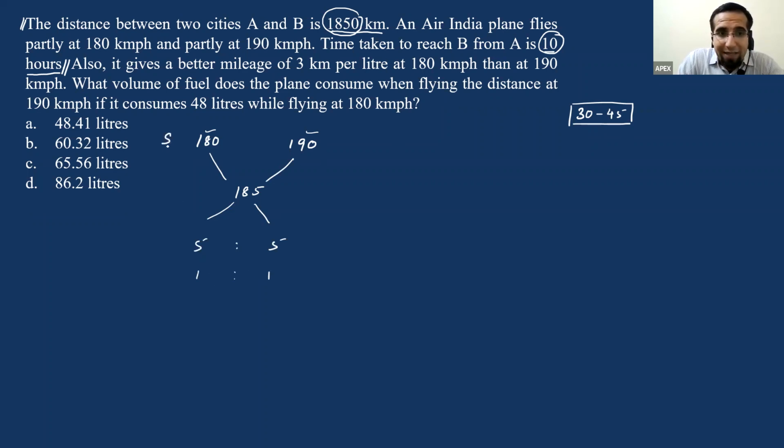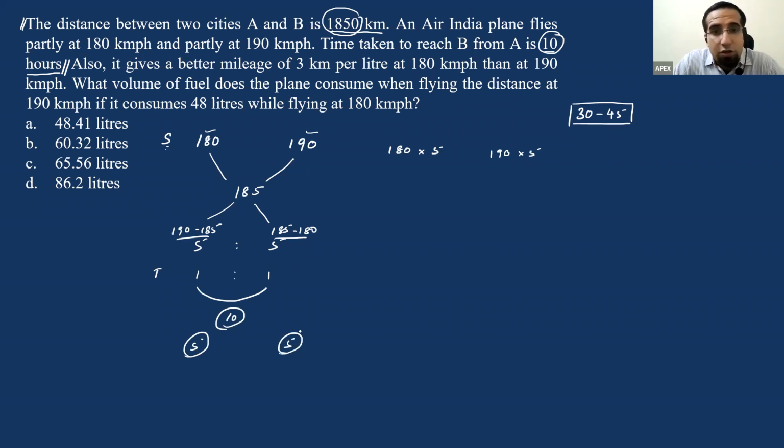I repeat, when you allocate speed, you get the ratio of time taken. Now this is 190 minus 185, and this is 185 minus 180. Clear? That means we have traveled for 5 hours at 180 kilometers an hour, and at 190 kilometers an hour, also for 5 hours, because 1:1 is the ratio of time taken, and the total time taken is 10 hours. So, 5 hours for this part and 5 hours for the remaining part. Clear? This should be understood while reading the question itself.